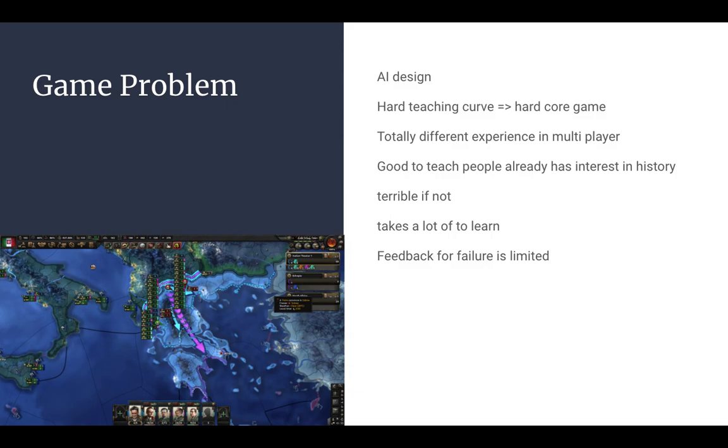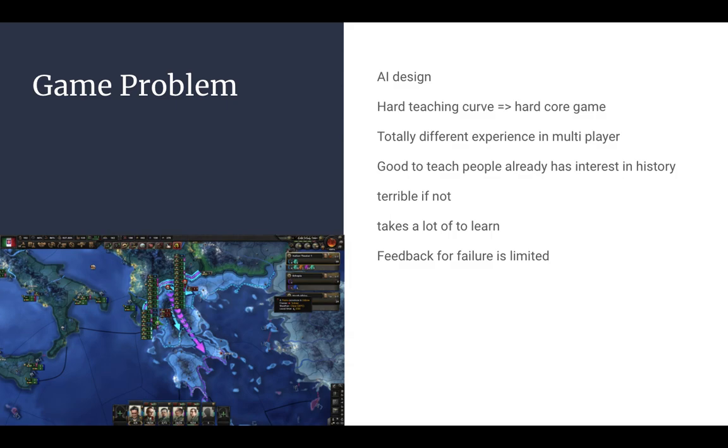The game also has problems. First of all is the AI design, because sometimes the AI is not very effective and can be a trouble to the player. The game also has a very hard learning curve, which can create a lot of frustration for the player.